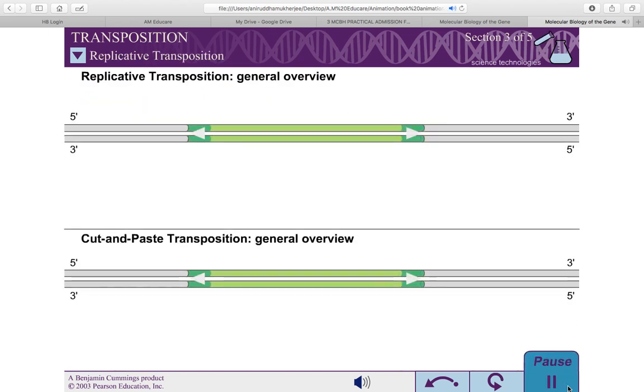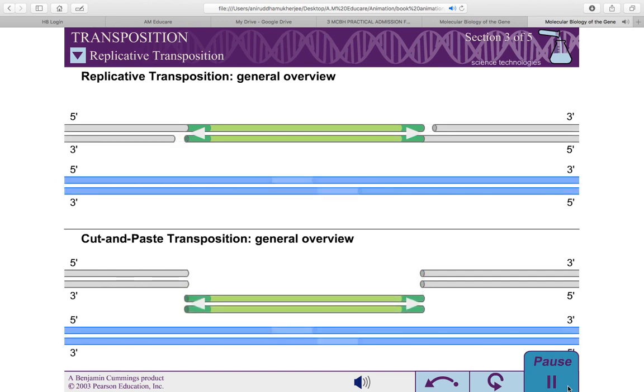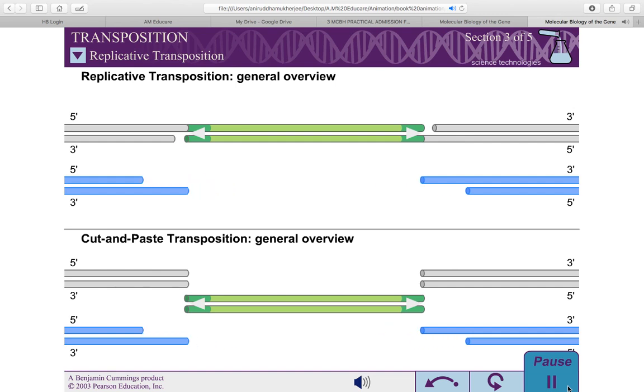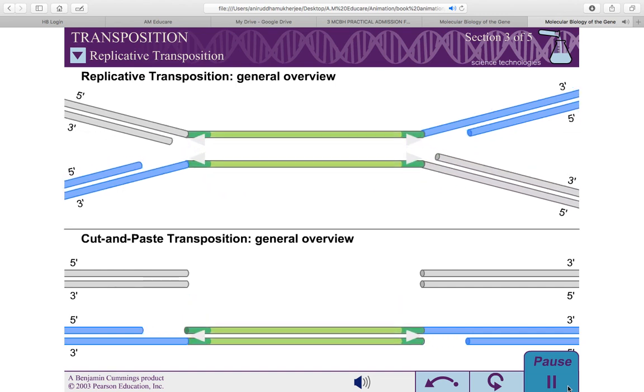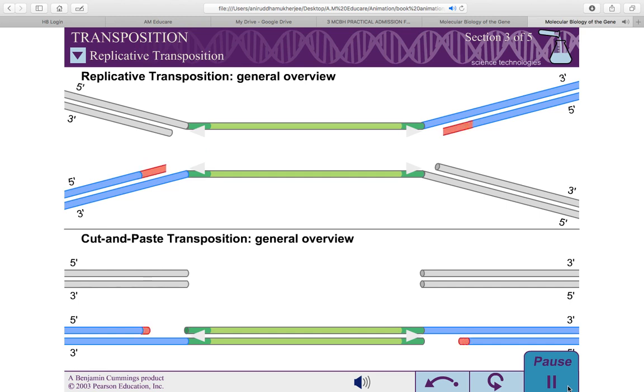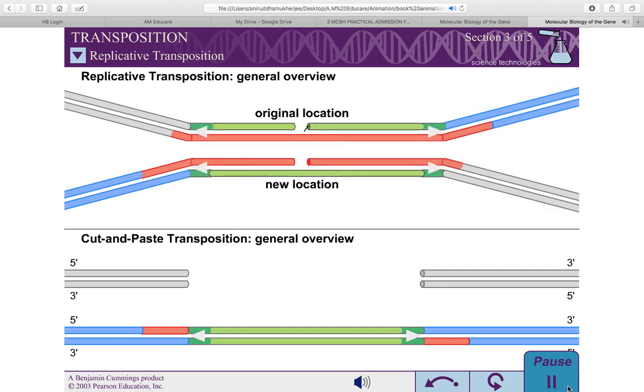Some transposons move by a replicative mechanism. Although the outcome is different, the mechanism of strand transfer in replicative transposition is very similar to that of cut and paste transposition. However, the transposon DNA is duplicated during transposition, leading to 2 copies of the transposon joined to the new and old DNA target sites.